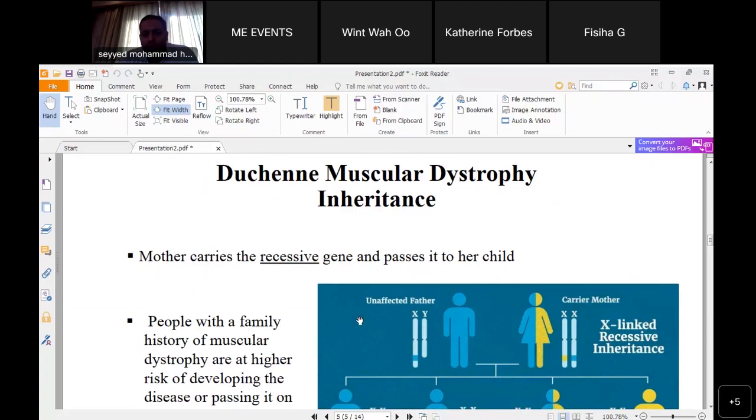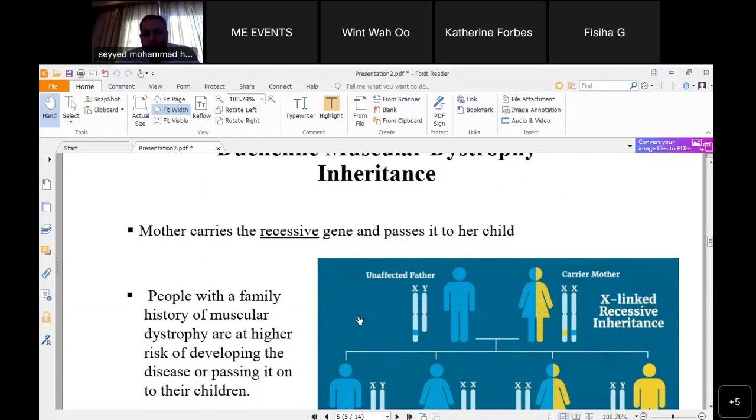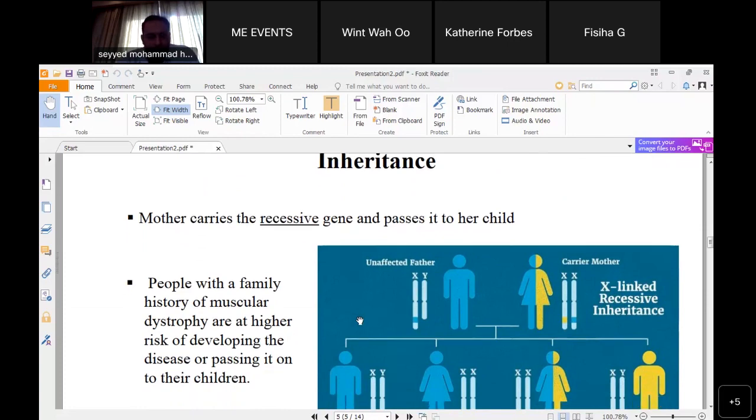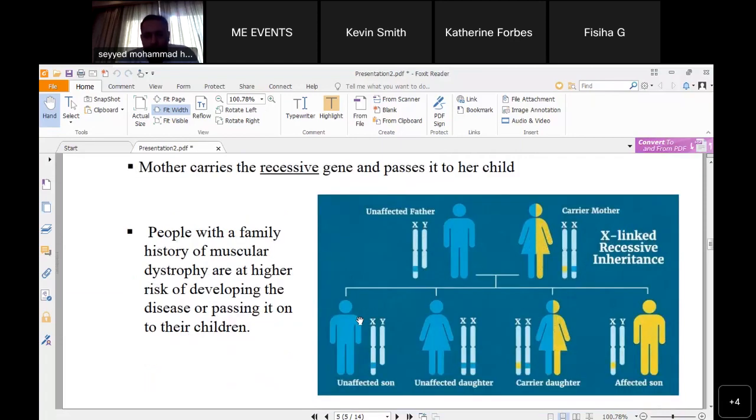Duchenne muscular dystrophy inheritance. The mother carries the recessive gene and passes it to her child. People with a family history of muscular dystrophy are at higher risk of developing the disease or passing it on to their children. As you see in the picture, the pattern is recessive, from carrier mother to her child.